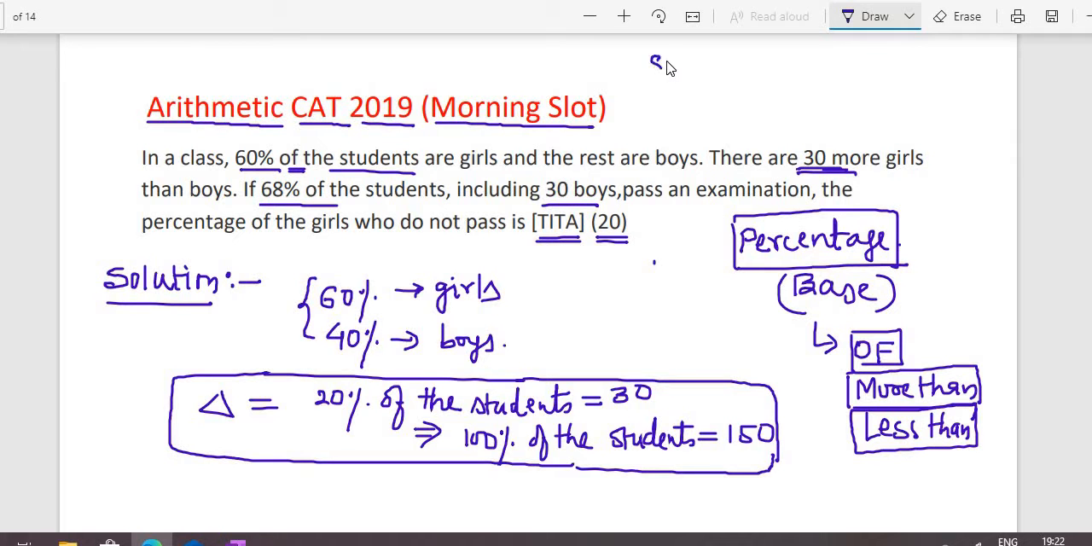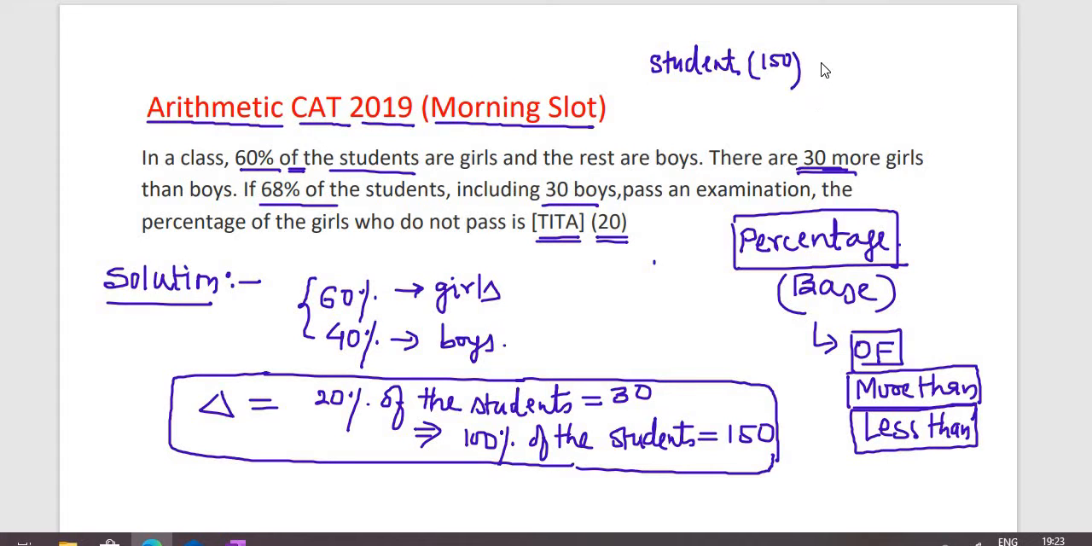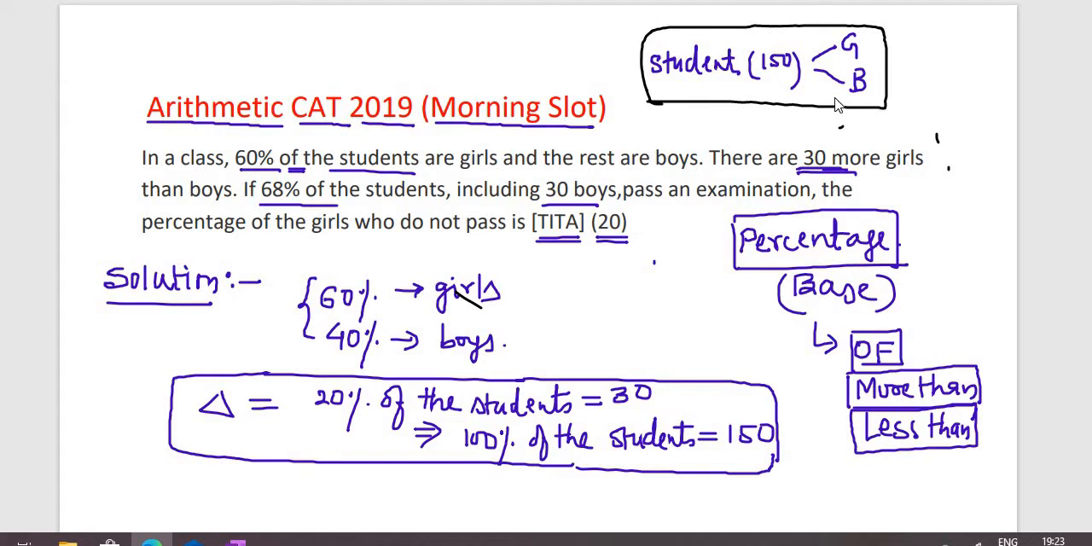So we understand that the total number of students is 150. This class has a strength of 150 divided into girls and boys. So girls is 90 and therefore boys is 40% of 150, that is 60. So far we have just calculated the total number of students, total number of boys and total number of girls.